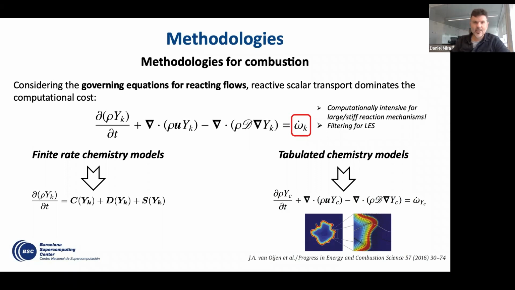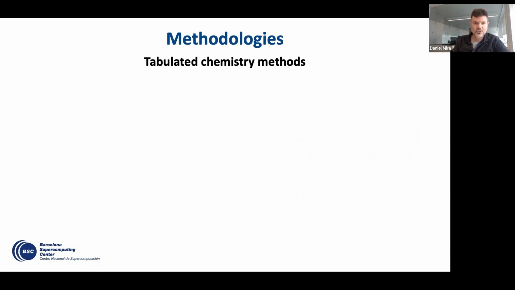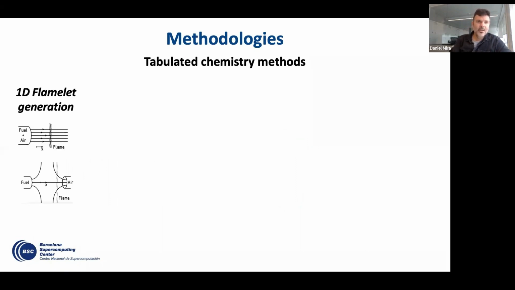So let me just go a little bit on this method, that this is the one we use for our simulation. So in general, tabulated chemistry methods are based on a series of steps. So in the first step, what we do is the generation of our flamelet database.